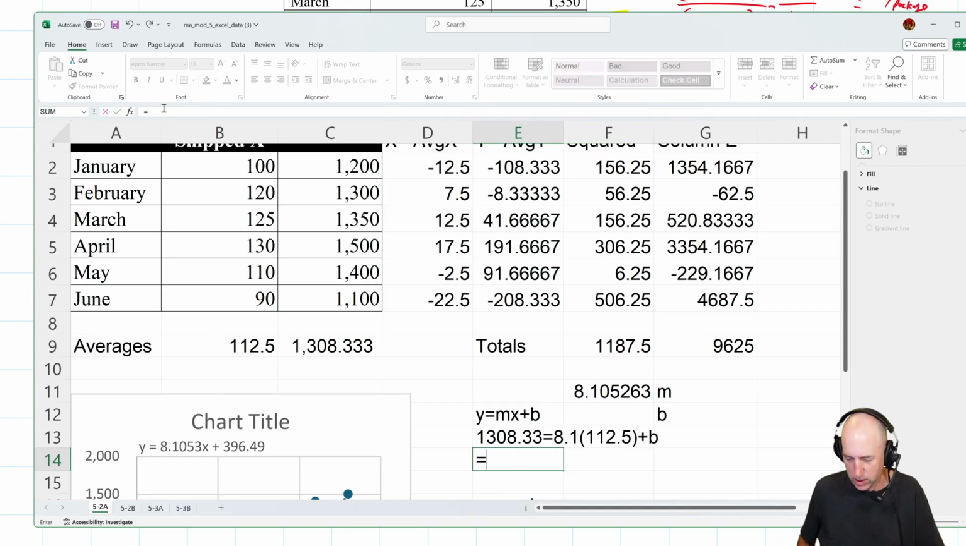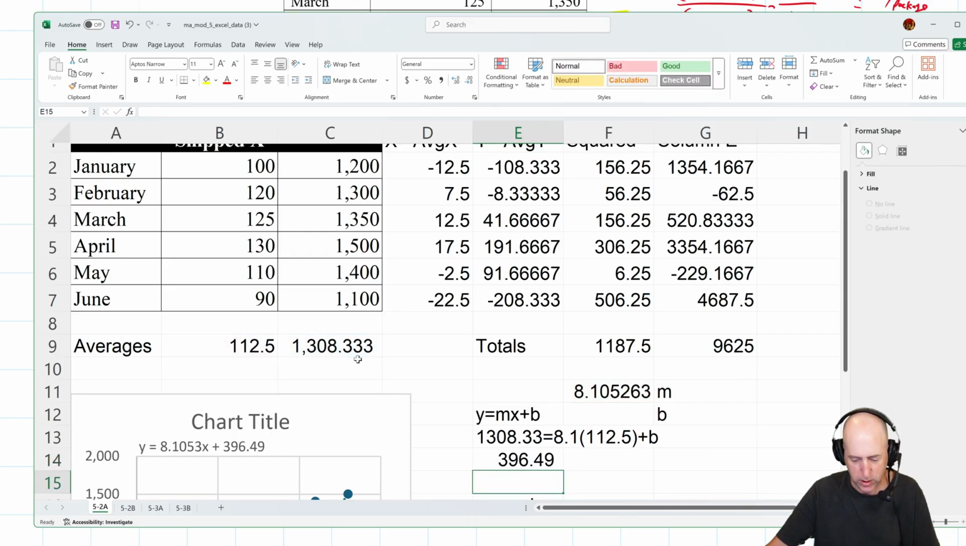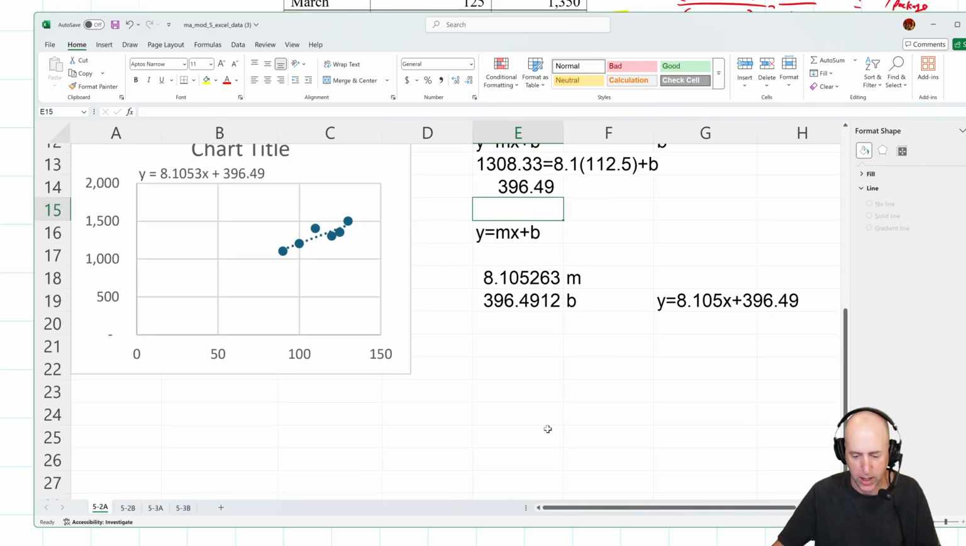So B equals 1308.3333. Actually, I can just use the actual number, 1308.33333 minus 8.1 times 112. So that's what B equals. Let's see what it equals. 396.49. And look, we got that earlier, 396.49.